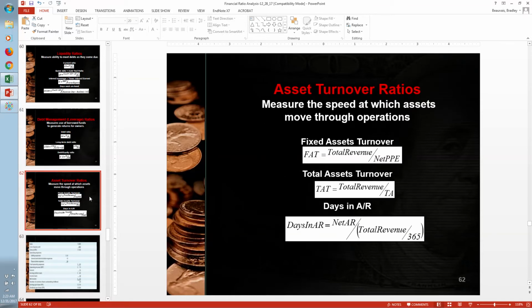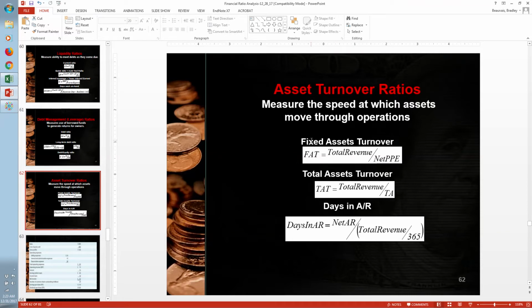And last but not least, our asset turnover ratios. Essentially, we don't want to see non-productive assets. We don't want to see idle assets. We don't want to carry assets on our books that aren't actually moving and continuing to crank out returns for the organization. Those assets need to be sold, and we need to take that cash and reinvest it into the business in areas where it's actually going to be productive. So that's what the asset turnover ratios are really trying to drive.